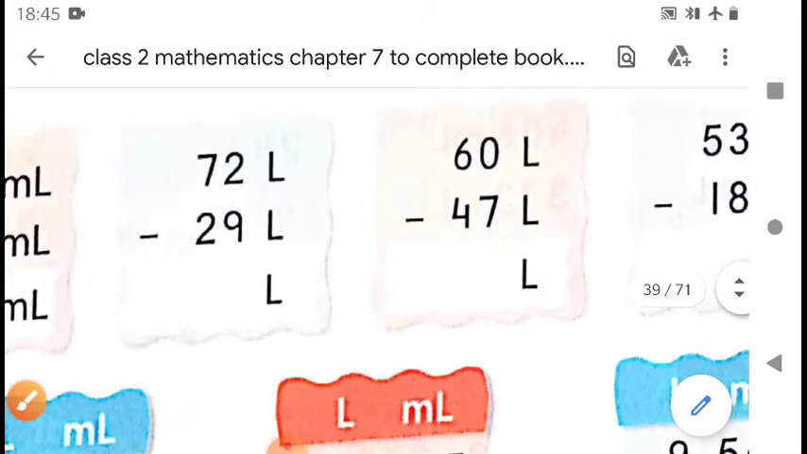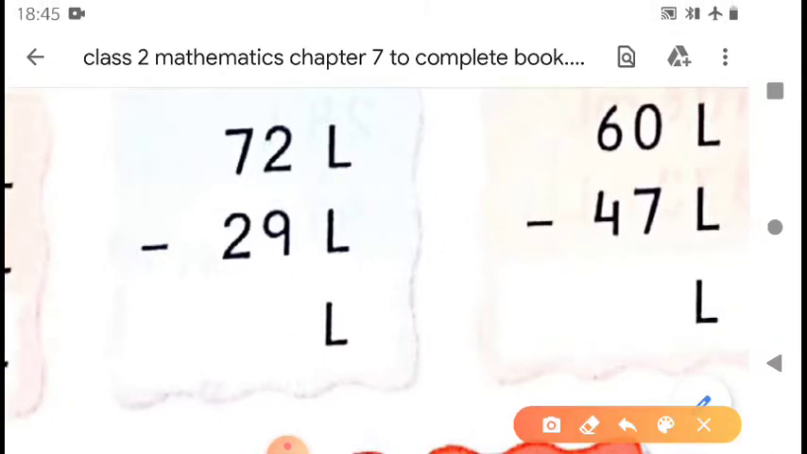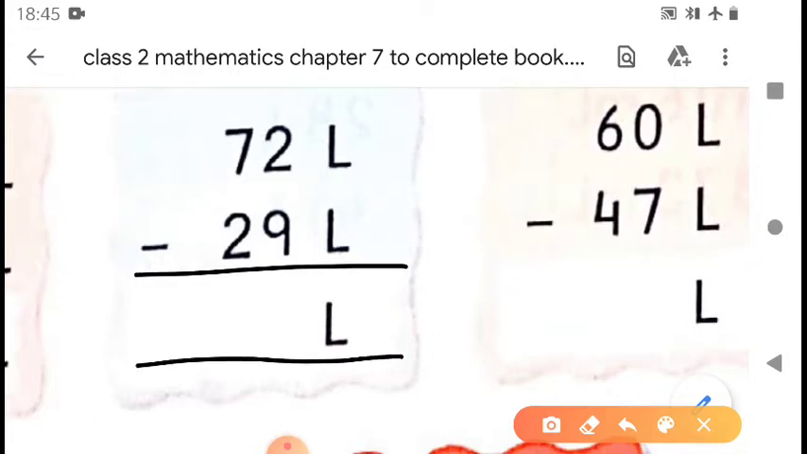Next is 72 liter minus 29 liter. Now here we have to subtract 29 liters from 72 liters. अभी 2 में से हम 9 नहीं माइनस कर सकते, so we borrow 1/10 from tens place. So after borrowing, this becomes 6, and here we have 12. Now you do the subtraction. 12 minus 9 is equal to 3, and 6 minus 2 is equal to 4.